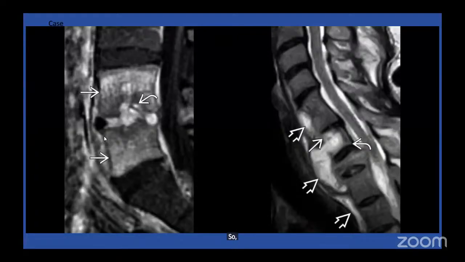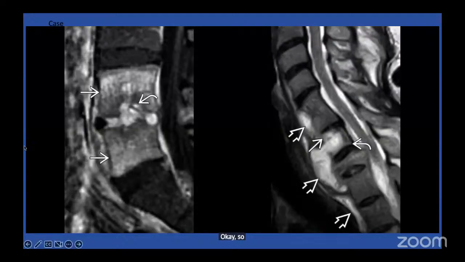So with these findings, I'll make an impression. So for this one, I'll make an impression of a pyogenic spondylodiscitis, because the disc is mainly involved. The cervical one, I'll make an impression of, because the vertebral bodies are involved and the disc are mildly involved, and with the abscess, I'll make an impression of TB spondylodiscitis.